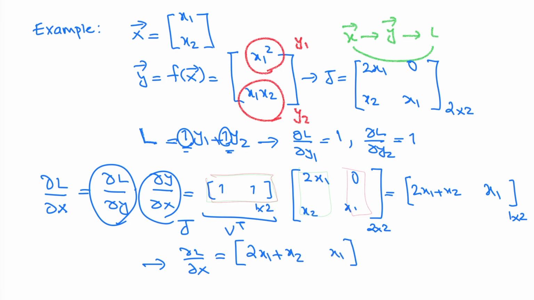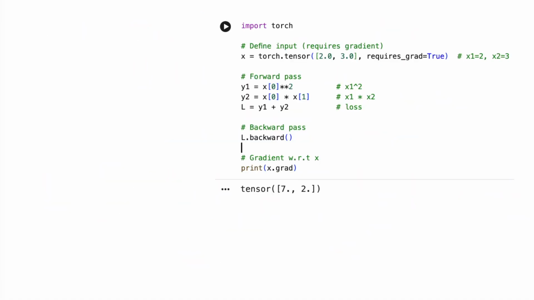And in the next slide, we're going to look at an example to see how this works. You can see here we define our x, which has 2 elements, 2 and 3. Make sure to set requires_grad equals True so that we are able to track these and do the backpropagation to find the gradients. Now we have y1, which is x1 squared, y2, which is x1 x2, exactly what we had in the previous slide, and L is y1 plus y2.